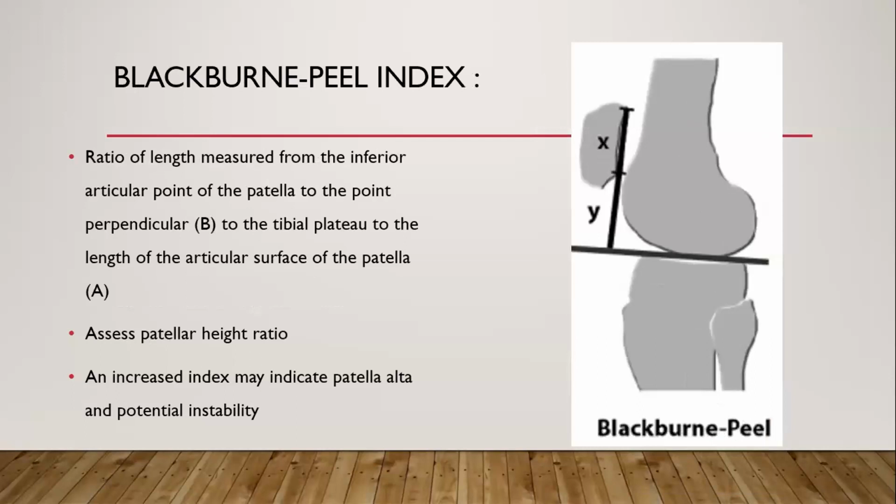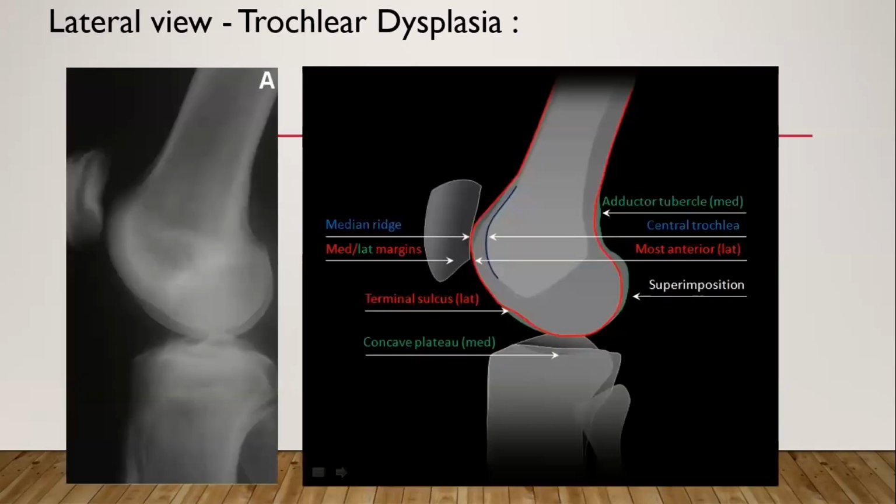It is the ratio of the length measured from the inferior articular patella to the point perpendicular to the tibial plateau, and also to the length of the articular surface of the patella. It also assesses the patellar height, and if the index is increased, it suggests that it is a patella alta, and thereby increases the potential of instability.